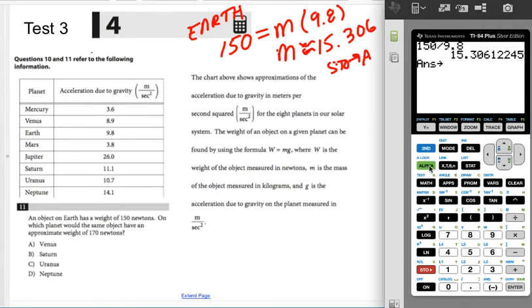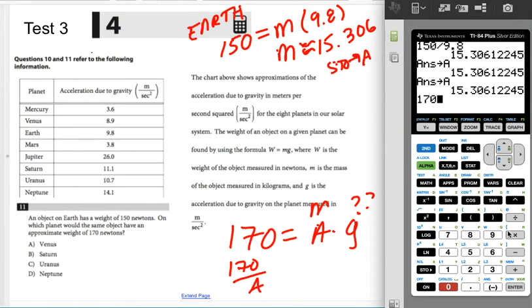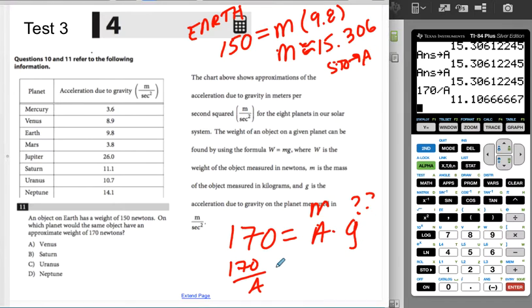I'd probably store this as A so I can use it, right? So I would probably hit store alpha A. And then the question is, on which planet would this thing weigh about 170? Well, the easiest way to figure that out is you say, oh, 170 equals this mass, the thing I just called A, times some gravity. We don't know which gravity. So 170 divided by alpha A is going to tell me which gravity I want. I want a gravity that is approximately 11.106, et cetera. So the answer is Saturn.